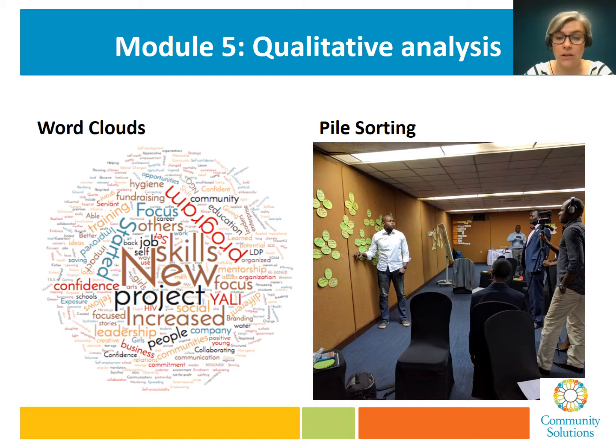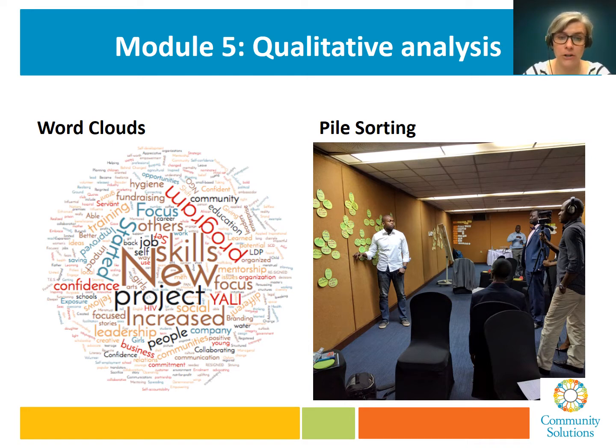Another approach is called pile sorting. In this method, you go through qualitative data and pull out key elements you think are most important. So for example, you might pull out quotes of key changes that occurred. You write these on paper, and then you sort the paper into piles, where the piles have some common element. And these piles then become domains or trends that you see through all the data.